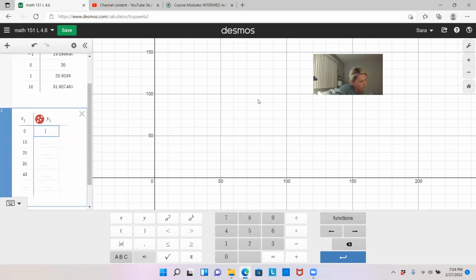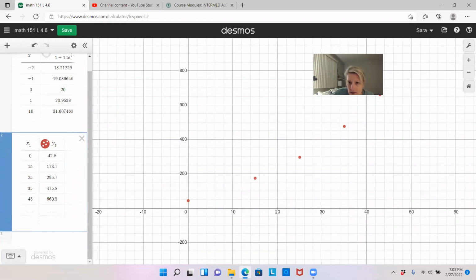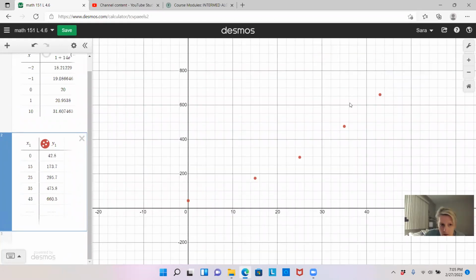And then we're going to put in 42.8, 173.7, 25, 7, and 660.5. Okay. And we're going to go ahead and hit our magnifying glass so we can see our data. And it does look like it's exponential.